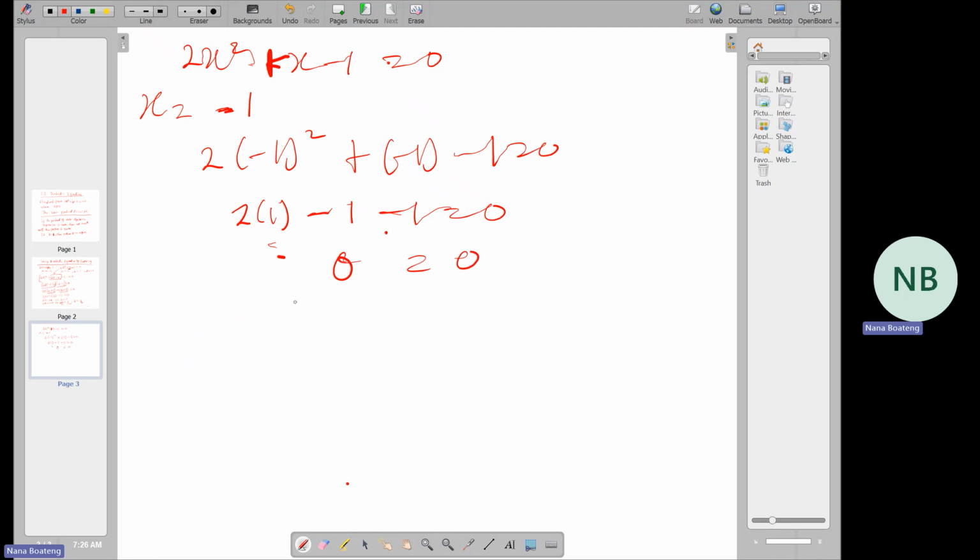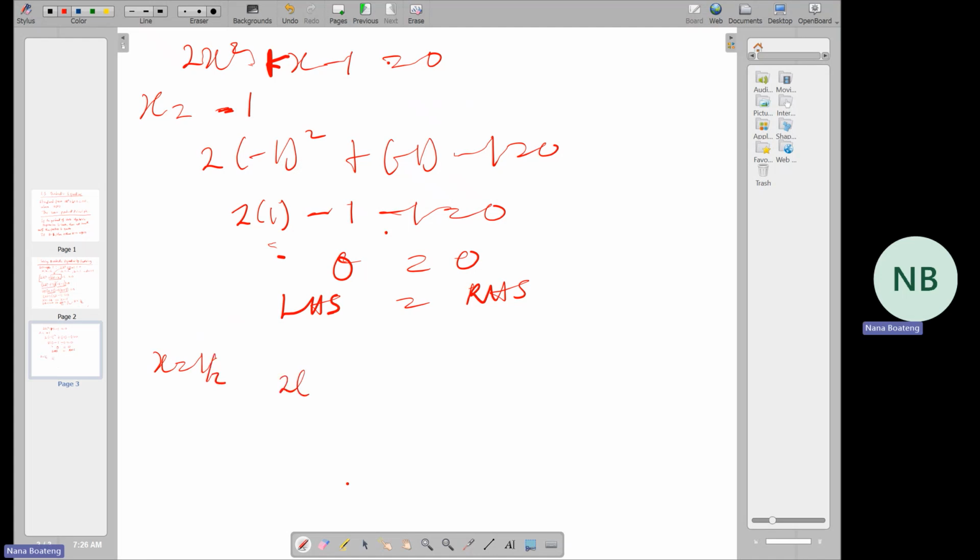So the left-hand side is equal to the right-hand side. Right. So that proves that our solution is correct for x is equal to negative 1. Let's check for x is equal to 1 half as well.